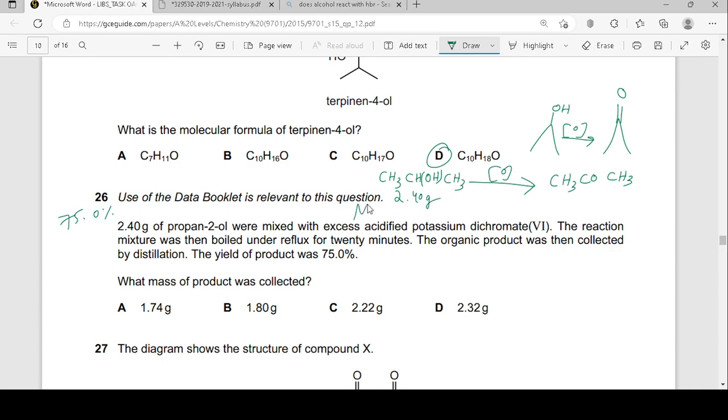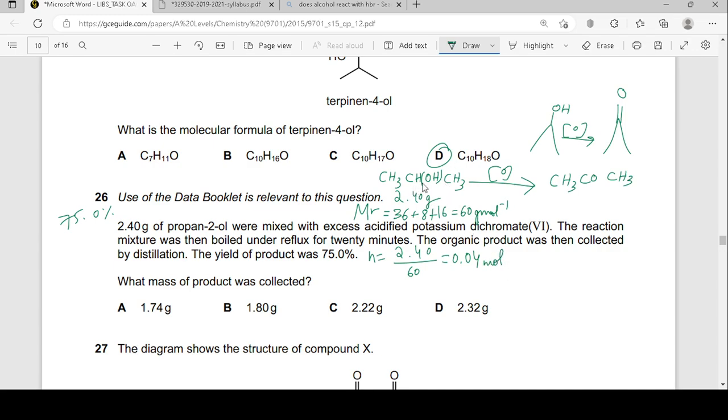So let's first find the Mr of this compound. CH3COOH has three carbon atoms, so 3 times 12 is 36, and then 8 hydrogens, so that's going to be 8. I'm finding the molar mass, sorry, and 1 oxygen, 16. So 36 plus 8 plus 16 is 60 grams per mole. Now the number of moles, n equals m over Mr, so that is 2.40 over 60, which is 0.04 moles.